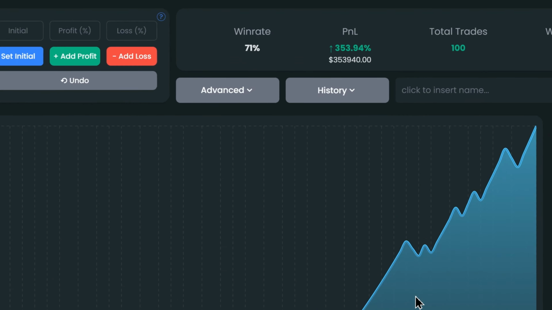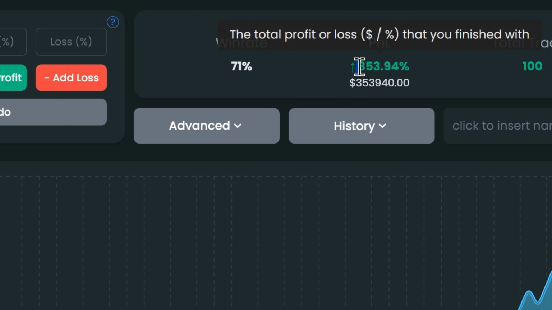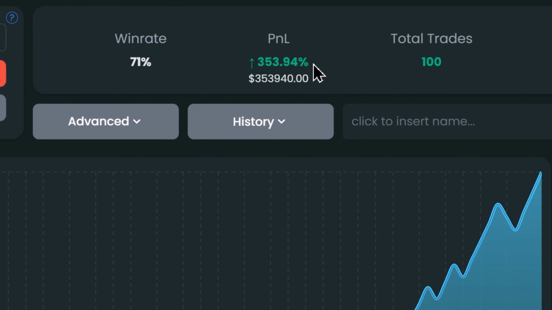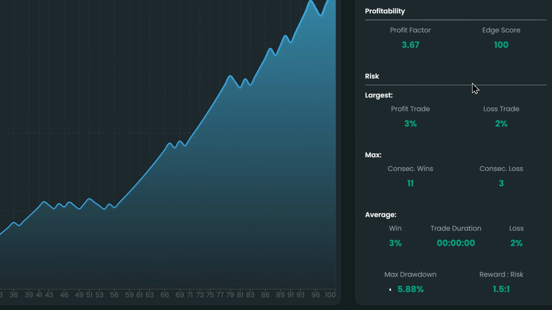As you can see, it had a win rate of 71% with a P&L of 353.94%, and that is after 100 trades. The profit factor was this, and this was the maximum drawdown. As you can see, the risk-reward ratio was 1 to 1.5.